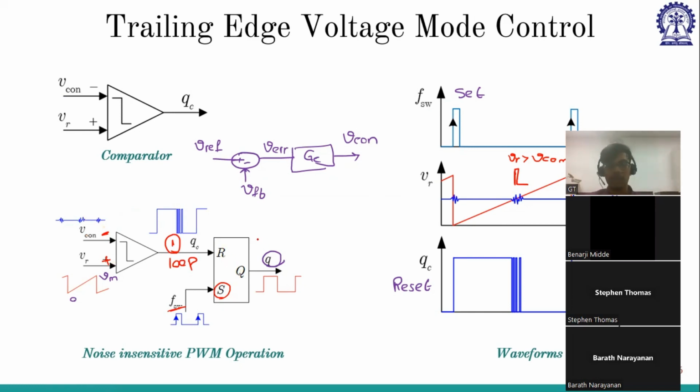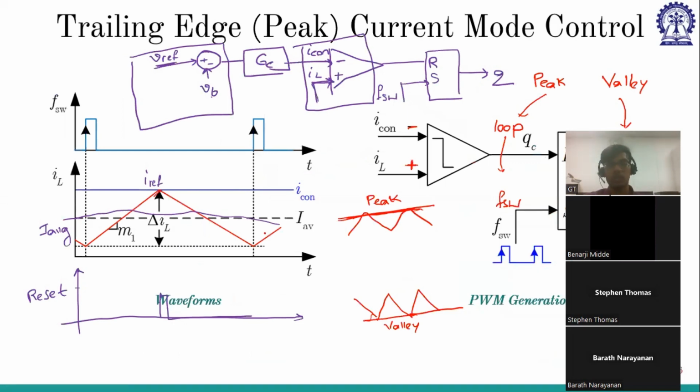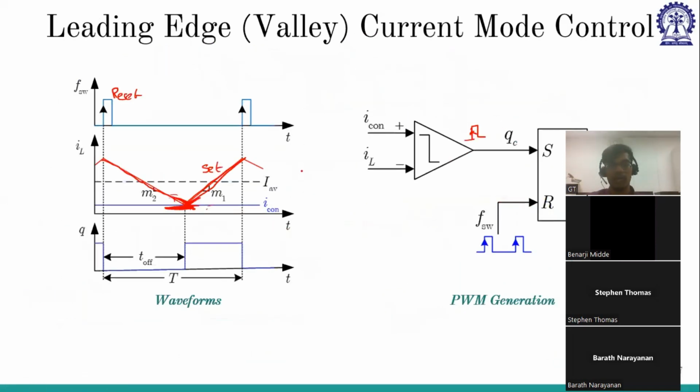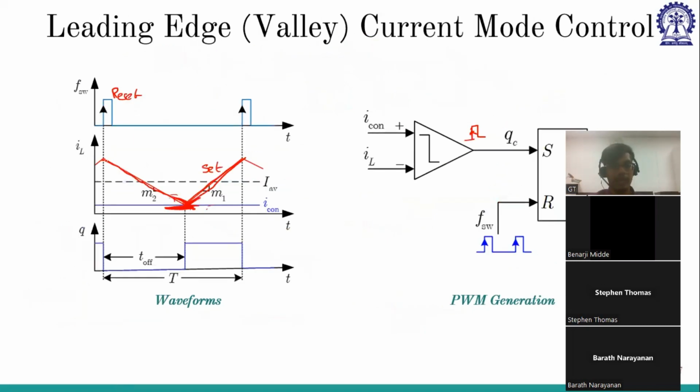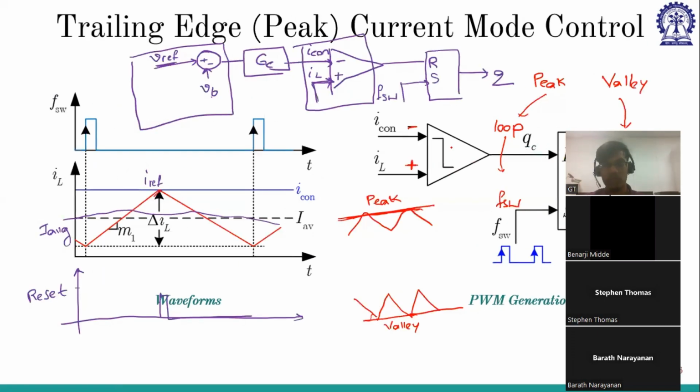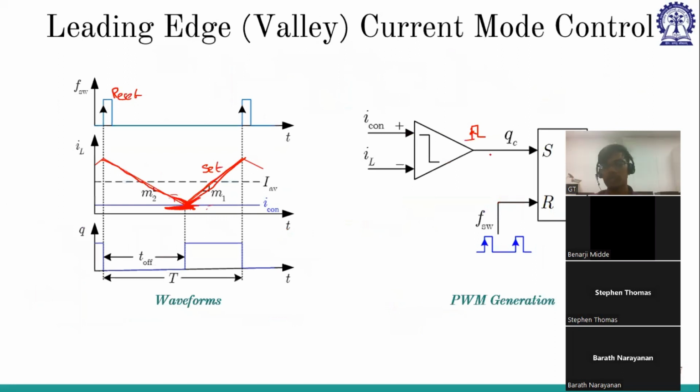Okay, sir. Everything will be just opposite to each other. So this is the peak current mode control. And for valley current mode control, it will be exactly opposite. Here, whenever inductor current hits peak, reset will come. Here, whenever inductor current hits the valley, set will come. Just the opposite. So you don't have to remember both. If you can understand this one, you can do the exactly opposite thing and you will get the PWM generation block of valley current.